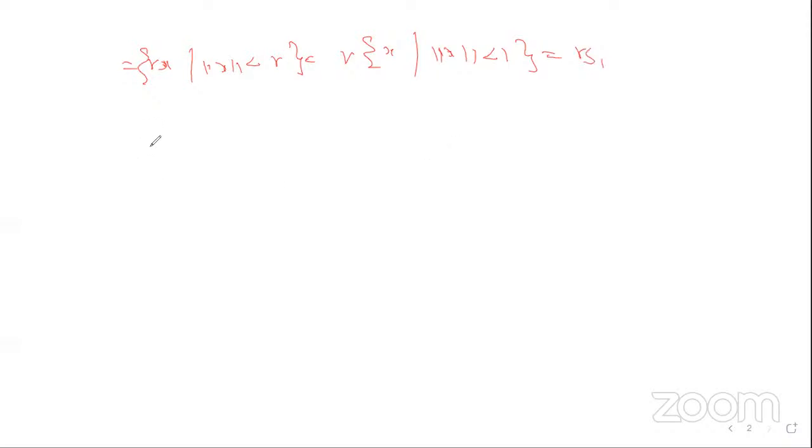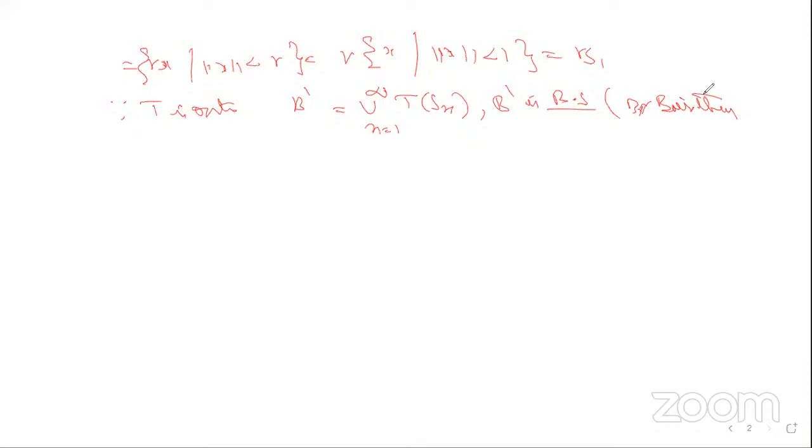Since T is onto, it follows that B dash can be written as the union over n equal to 1 to infinity of T of S_n. B dash is a Banach space, so by Baire's theorem. What is the statement of Baire's theorem? Every complete metric space is of the second category.